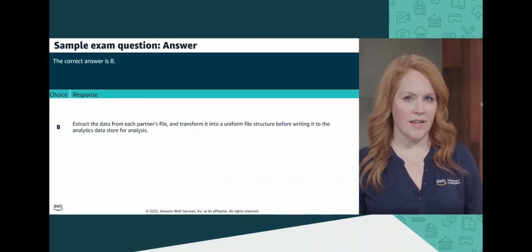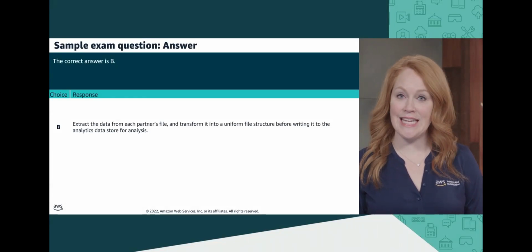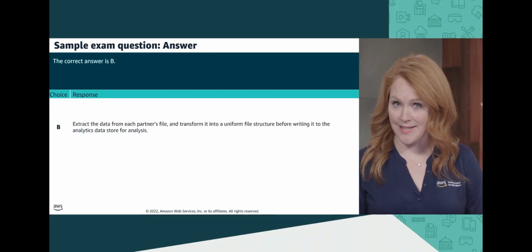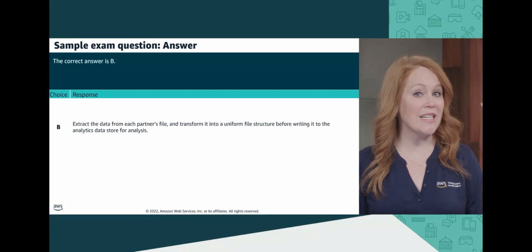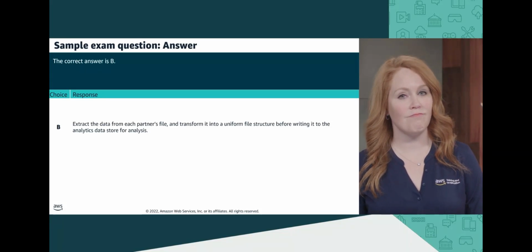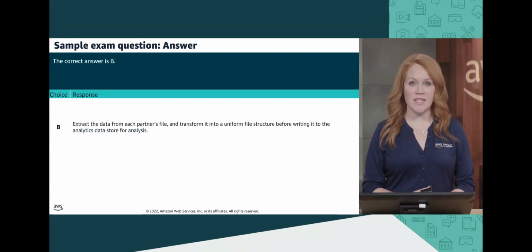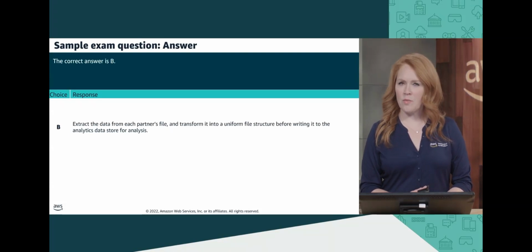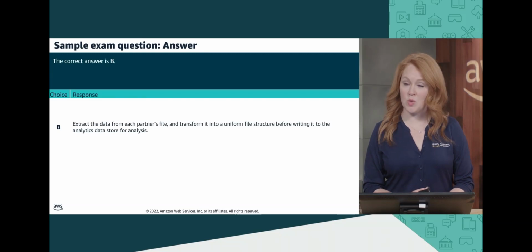Choice A, extract the number of sales from each file, then write the partner ID and sales total to the analytics data store for analysis, does describe a way to combine the data and record summary sales data, but the best practice would be to write the detailed record to the analytics store for both future analysis and auditability. Choice C, identify sources of statistical bias as part of extracting and transforming the data for analysis, is not a relevant consideration for sales transaction data.